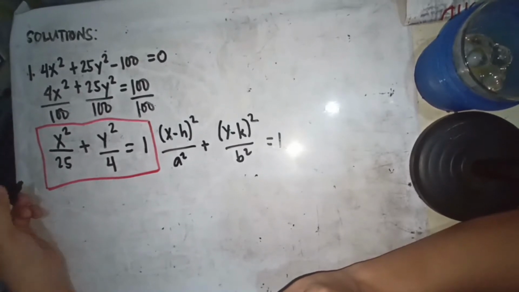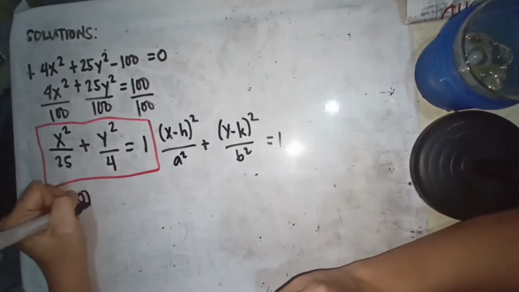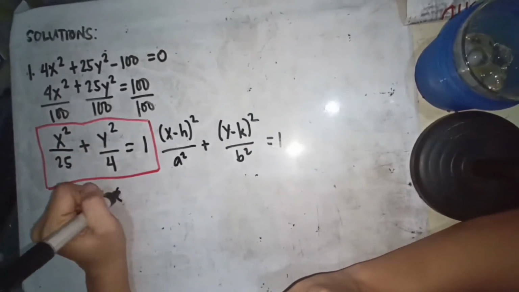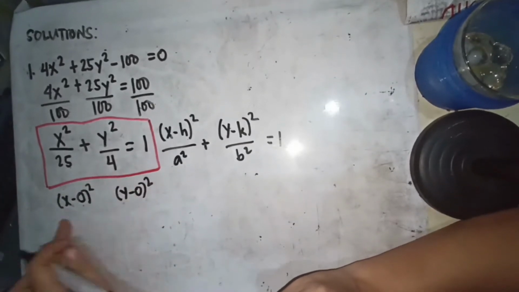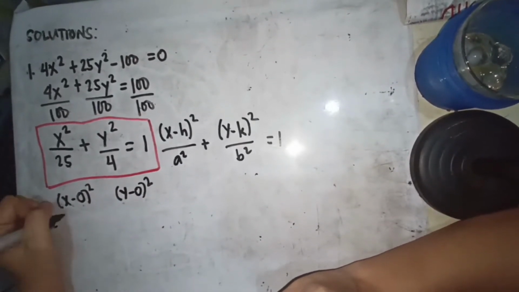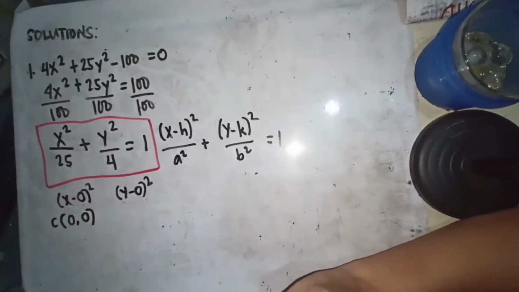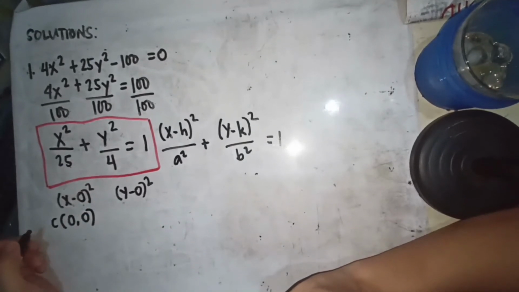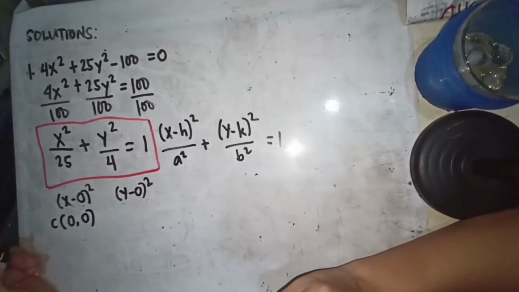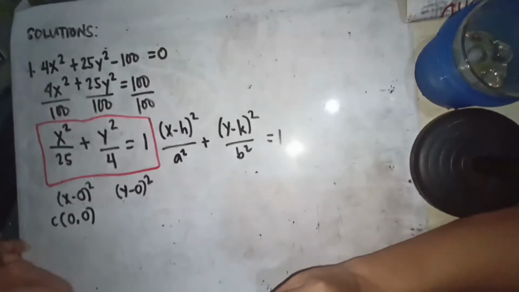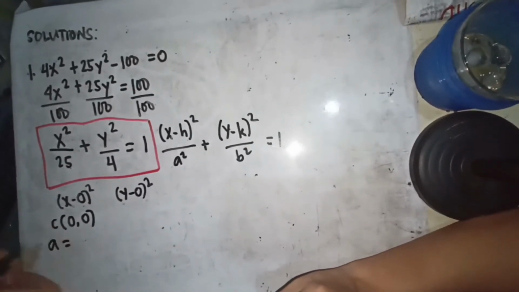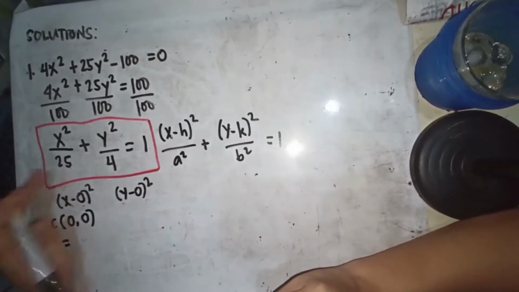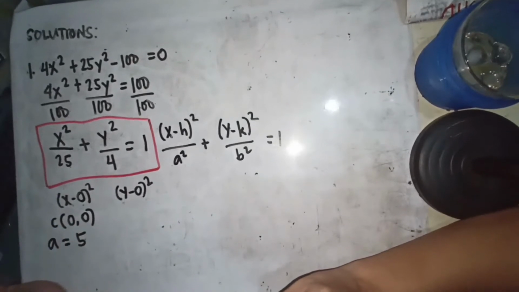Because x squared can be written as x minus 0 squared, right? And y squared can be written as y minus 0 squared. So in this case, our center will be at 0 and 0. Okay, next we have a squared, which is 25. So if our a squared is 25, to get the a, we just take the square root. So we have a that is equals to the square root of 25, that is 5. So we'll have a that is equals to 5.